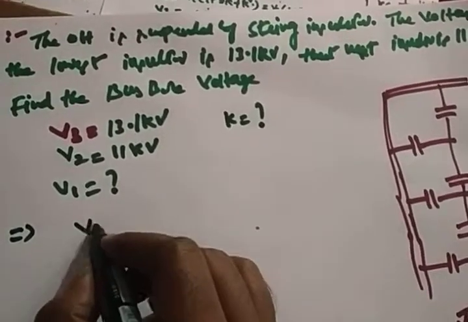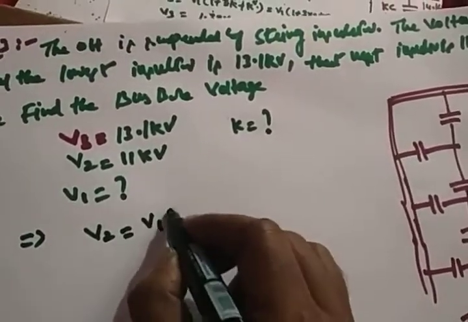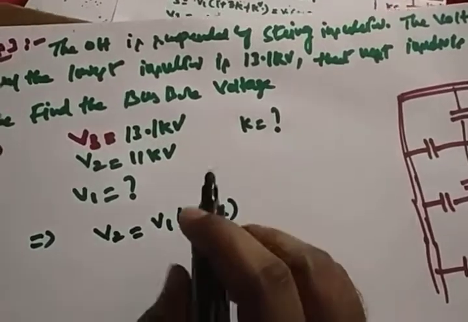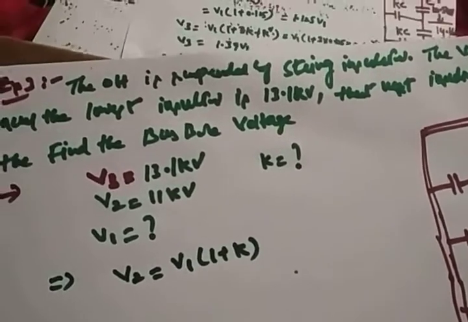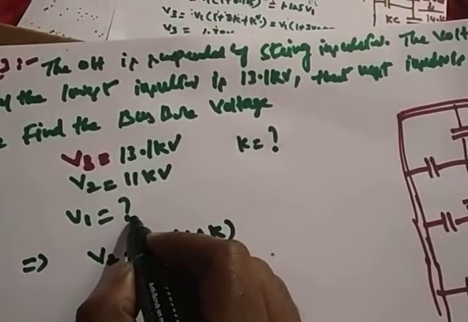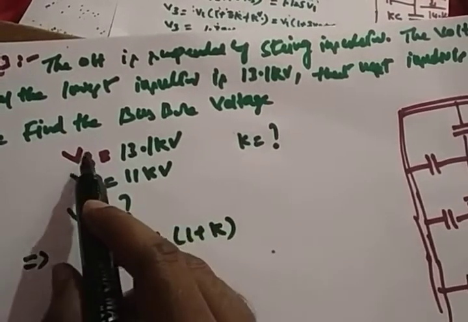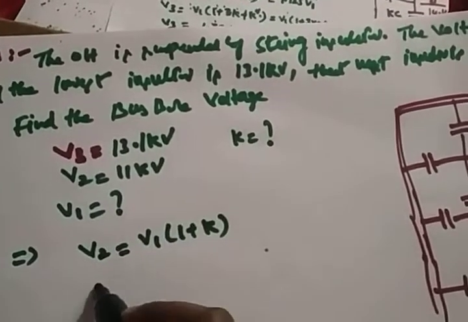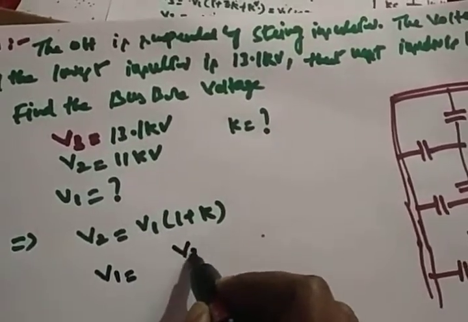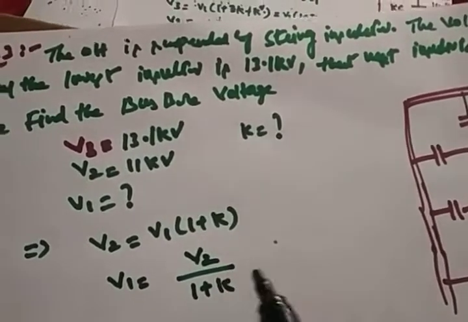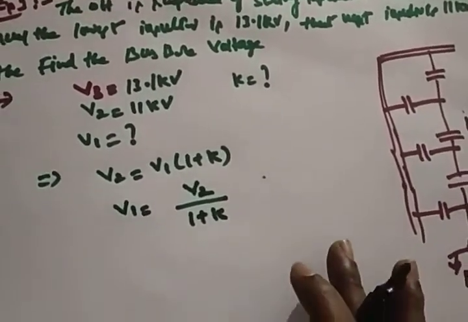So what is the value of V2? V2 is equal to V1 into 1 plus K. You don't know the value of V1, but you know the values of V3 and V2. So from this, V1 is equal to V2 by 1 plus K.